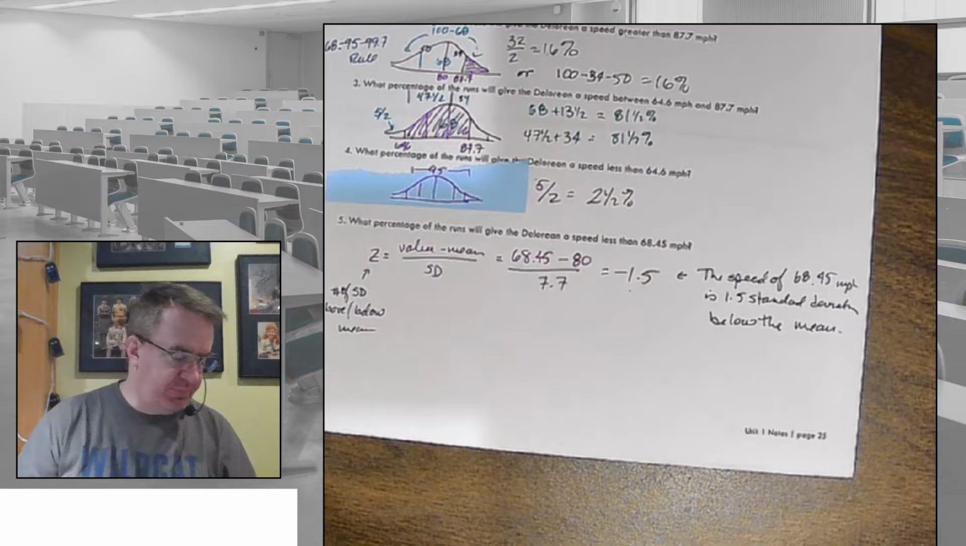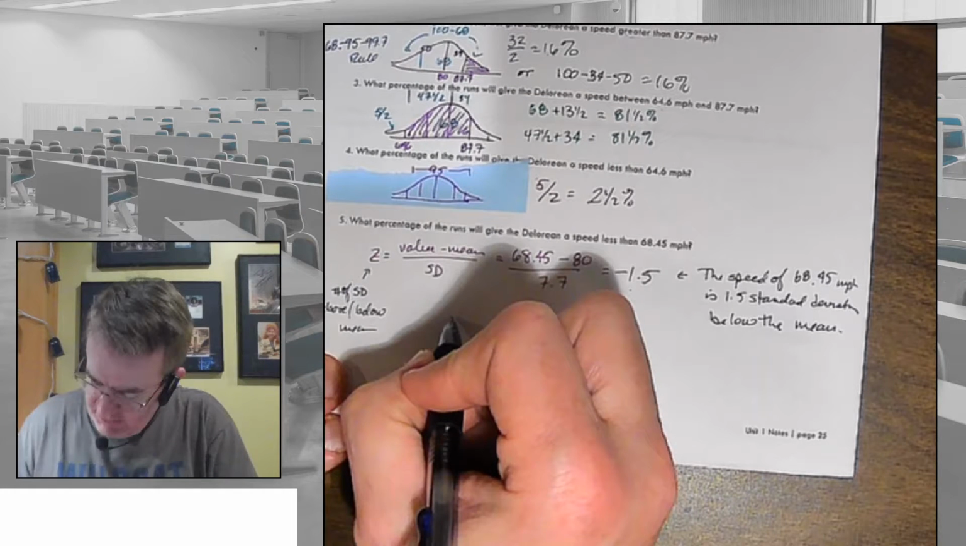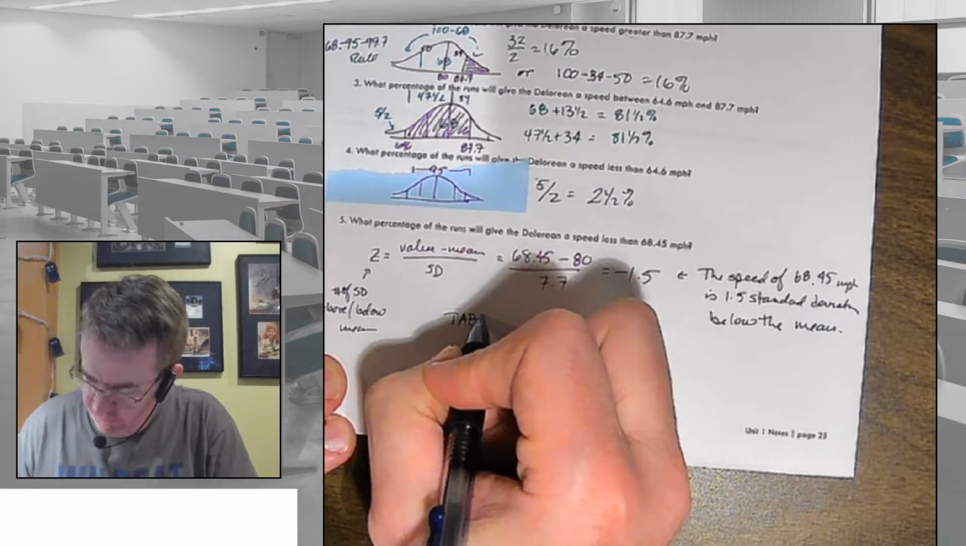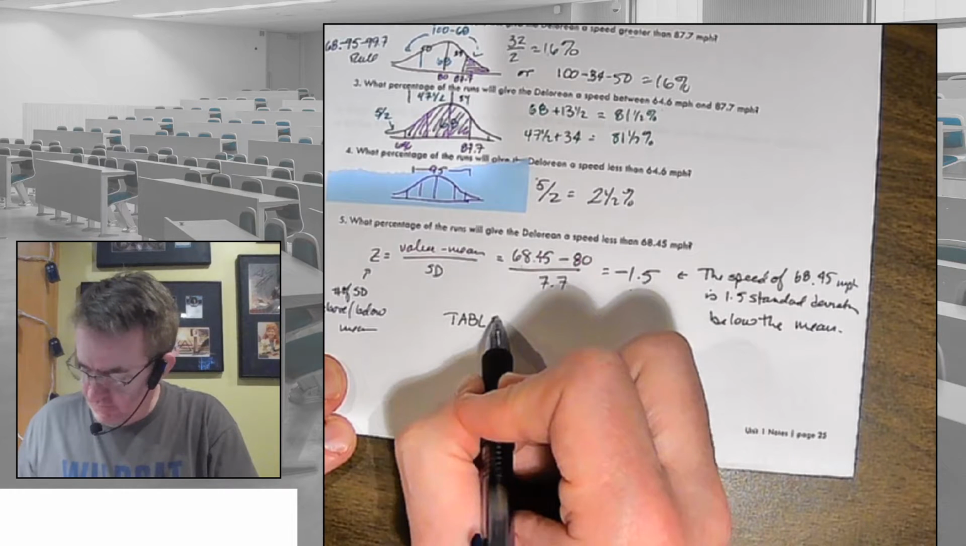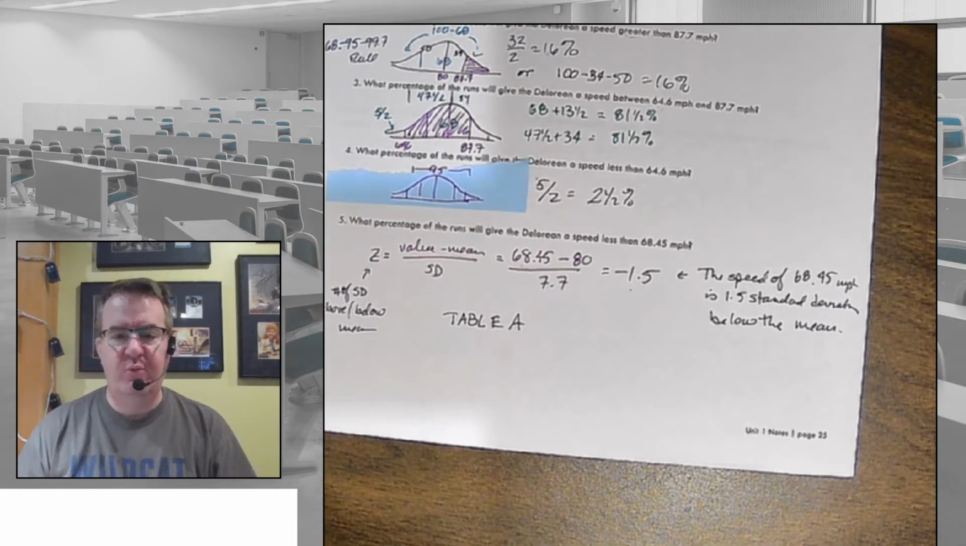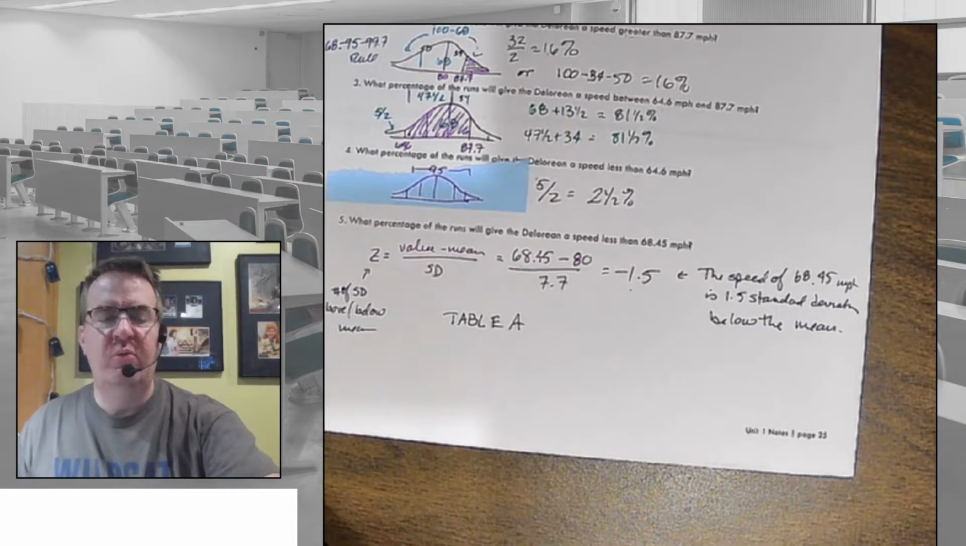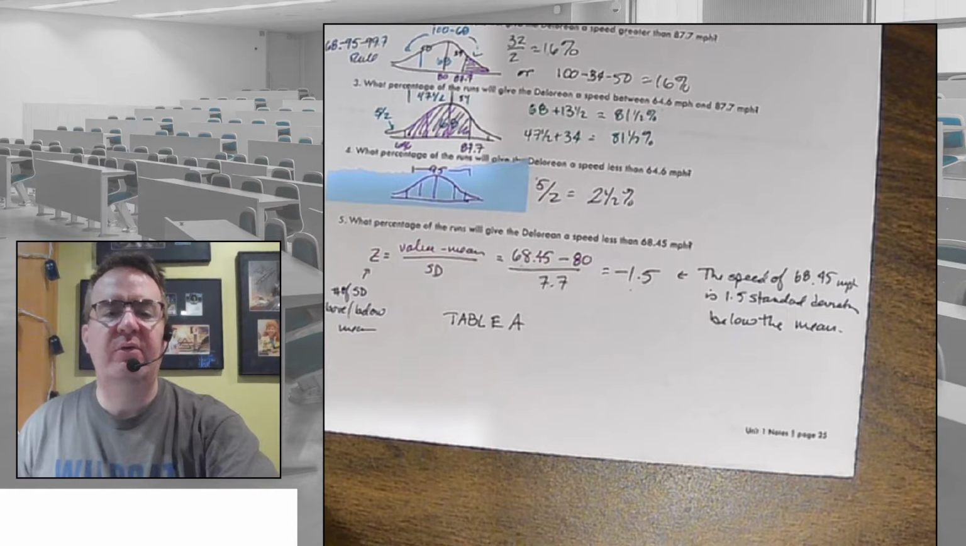There is something called Table A. I've got to fix this light, shadows are casting. What's Table A, you say? Well, let's see if I get this right. That's what I want. Switch over here.